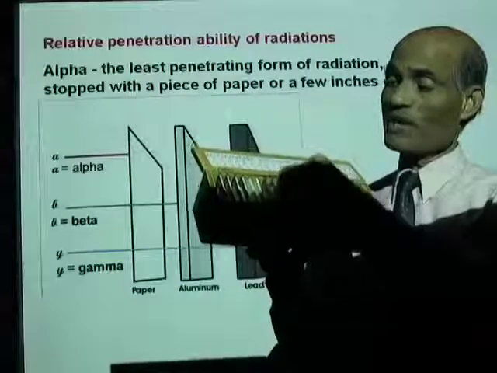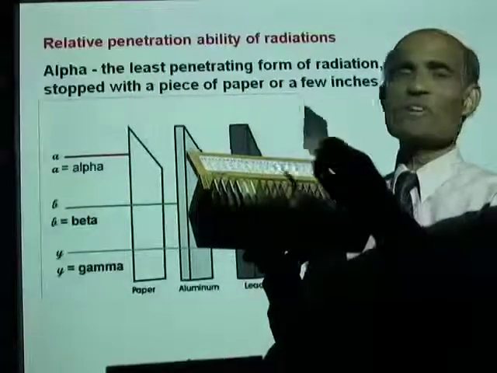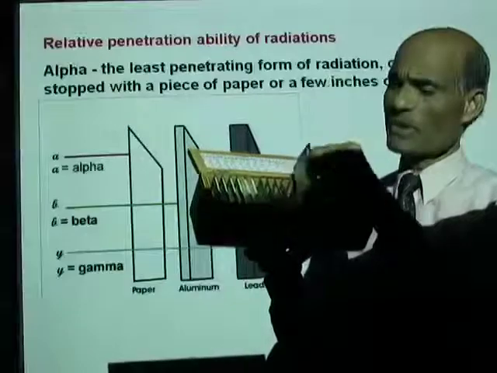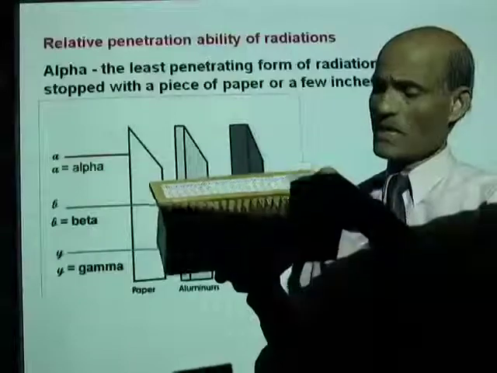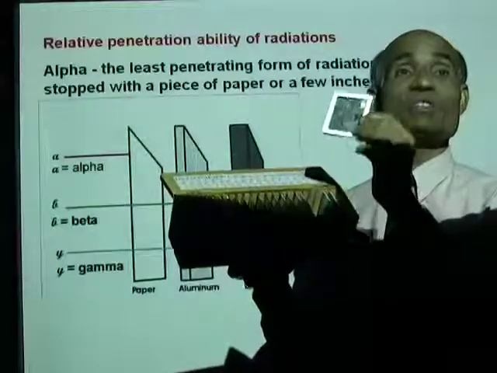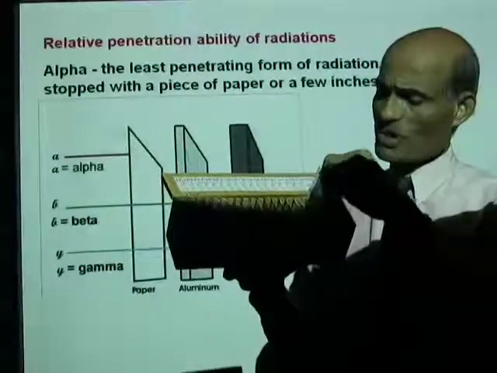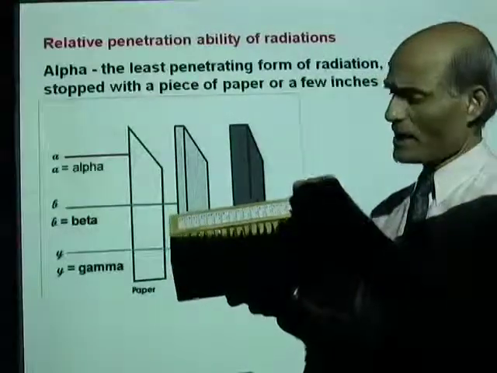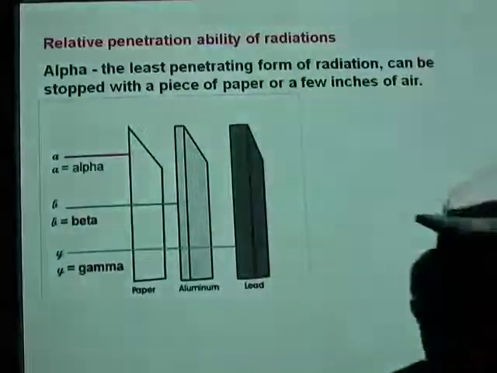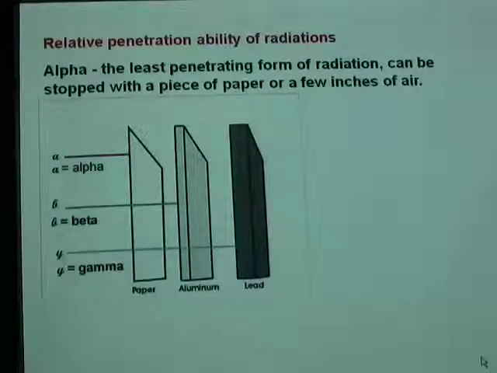Well, depending on the energy carried, you need different thickness. I have different thickness of aluminum to study the penetration abilities of different beta. And of course I have a lead which can stop the gamma radiations. So, the higher the energy carried by these radiations, the more difficult to stop them. So, one of the characteristics of these radiations are they have different penetration abilities.